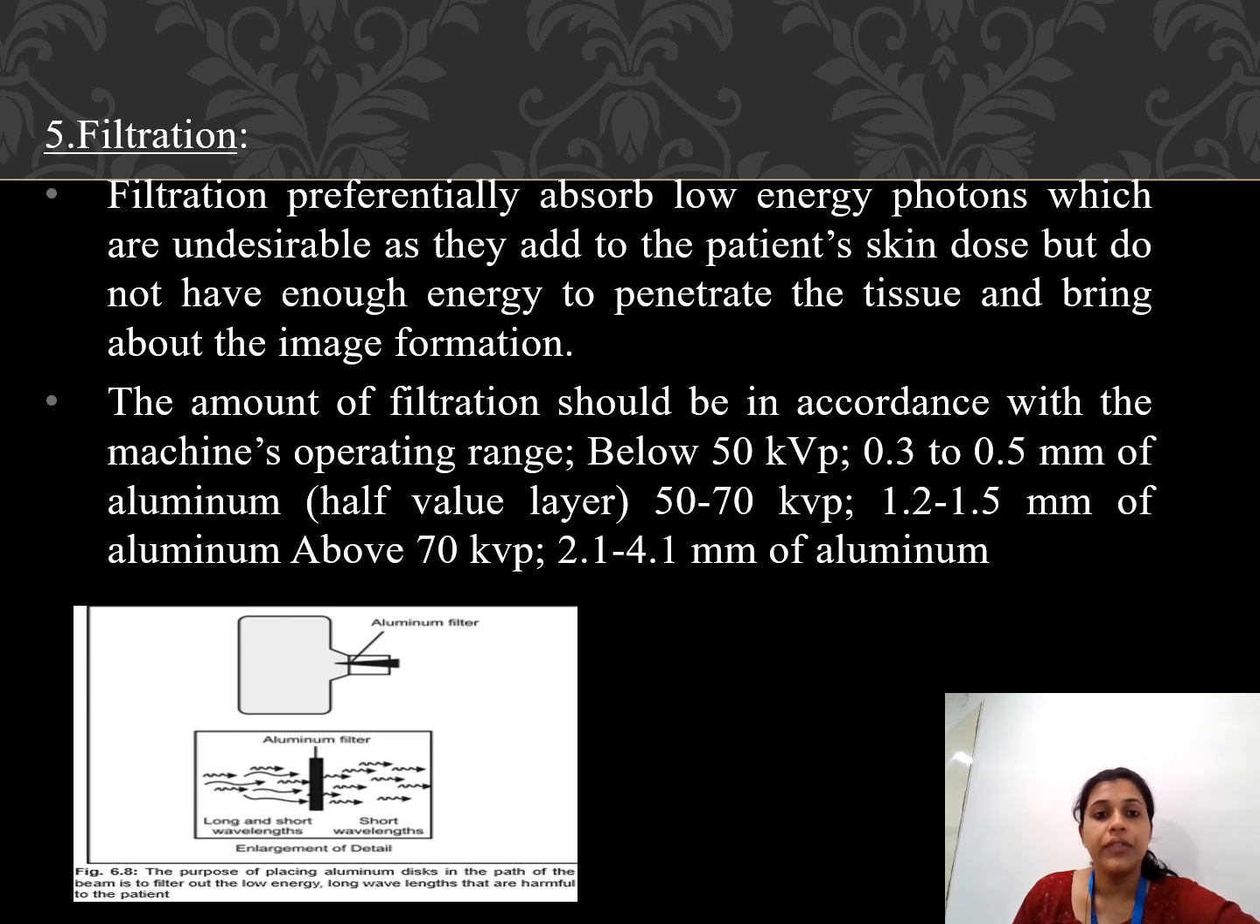Next is by using filters. So the main function of filters is that they will filter out the low energy photons. These low energy photons are considered undesirable as they add unnecessary radiation exposure to the patient dose. So the material which is used as filter is aluminum, and the thickness depends upon the kVp.